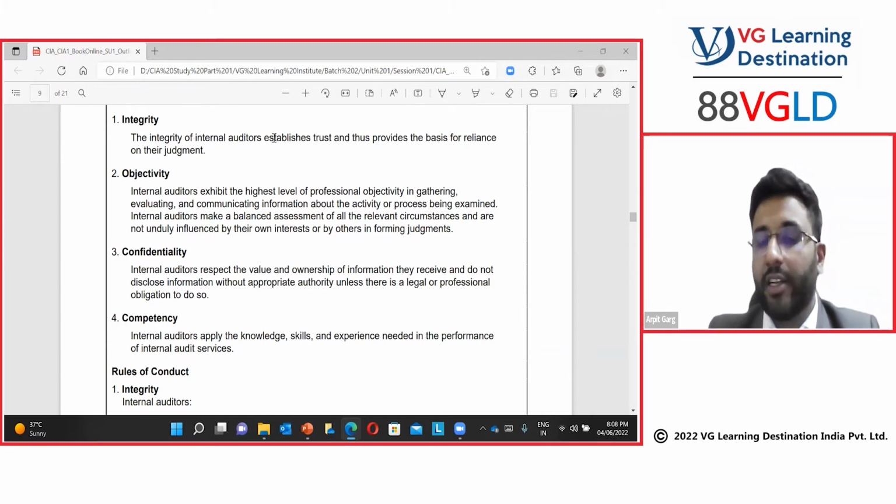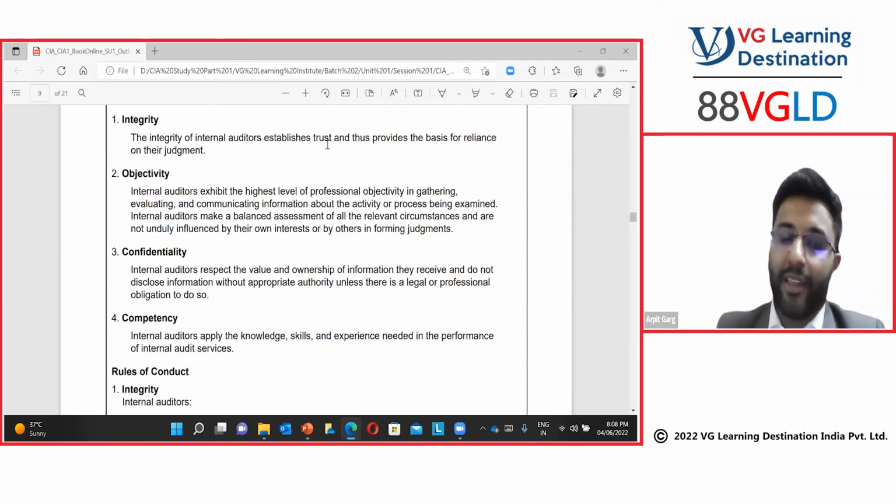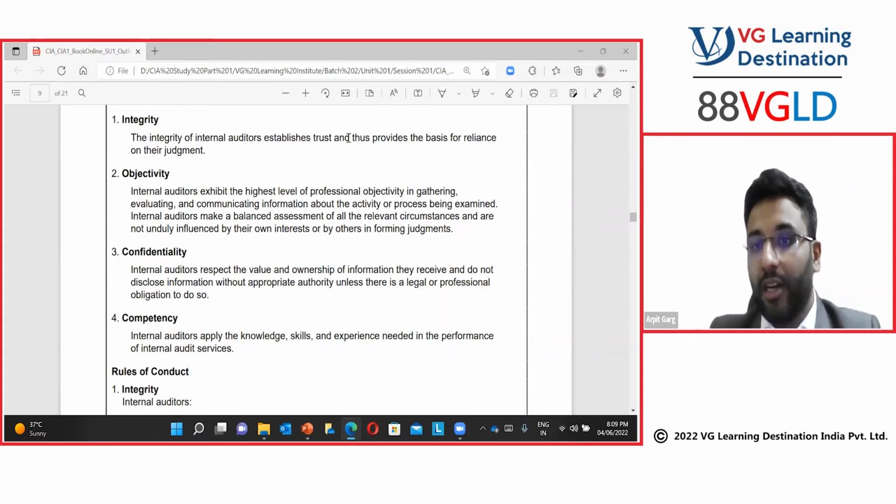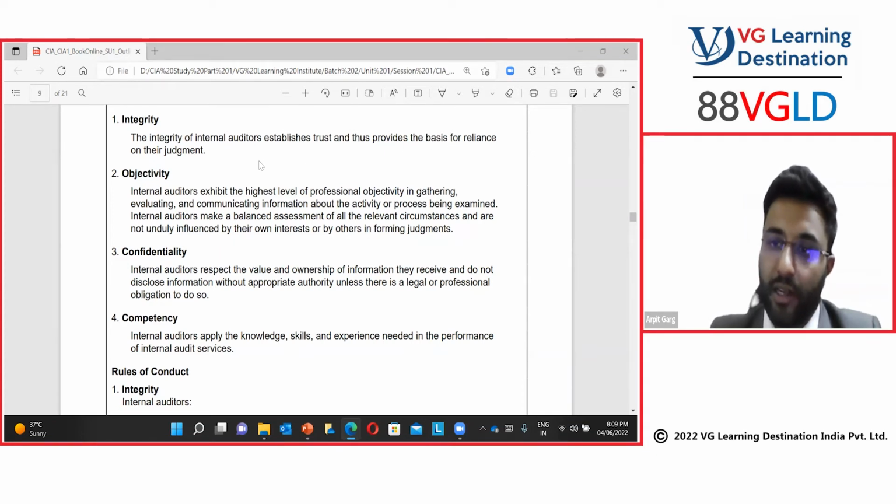So integrity of internal auditors establishes trust and thus provides the basis for reliance on their judgment. Is it possible that management doesn't trust the internal audit function? Can we provide management with a report that they can rely on our judgment? Without integrity, will management rely on us? No. Never, right? So that's why integrity of internal auditors establishes trust and thus provides the basis for reliance on their judgment.